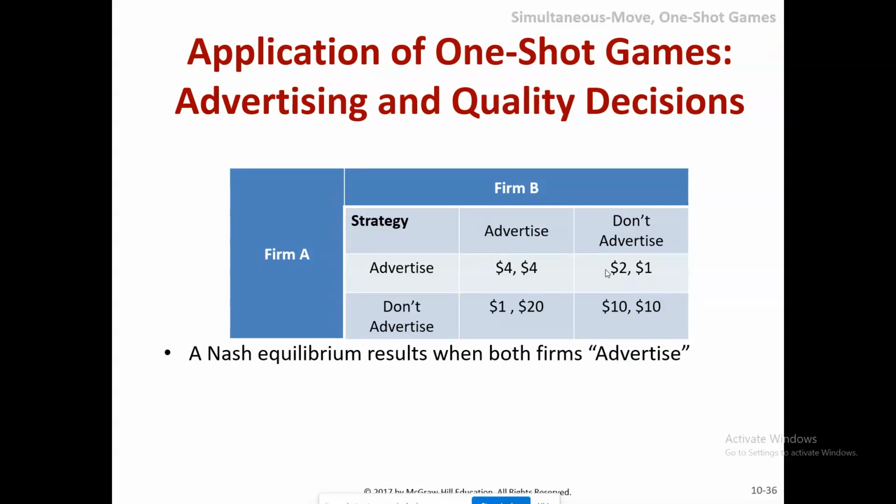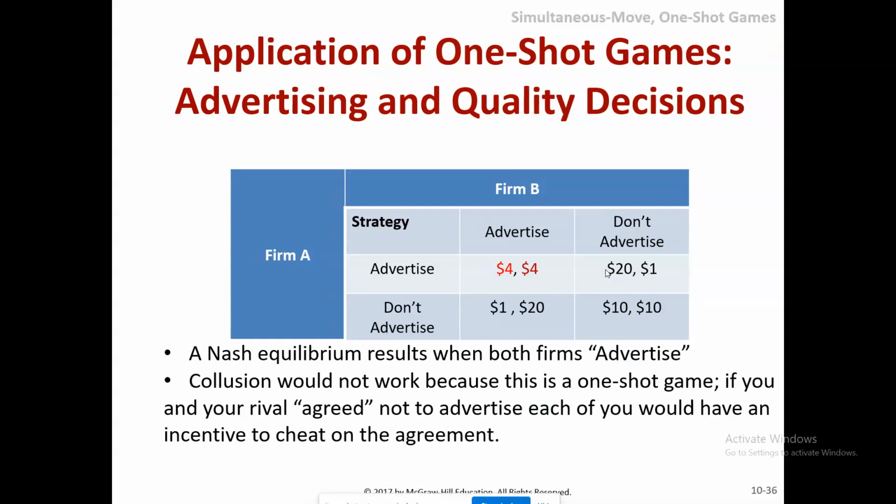So the Nash equilibrium is when both firms advertise, and each one gets a payoff of $4. In fact, collusion would not work for a one-shot game because the cheater won't be punished or bear any consequences.